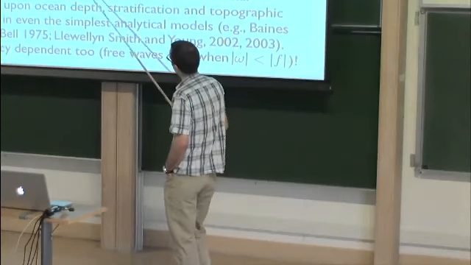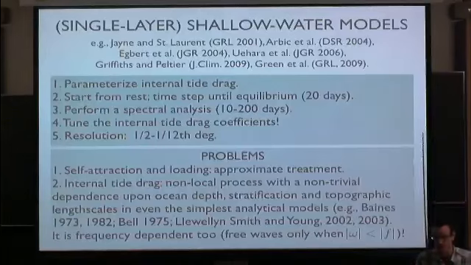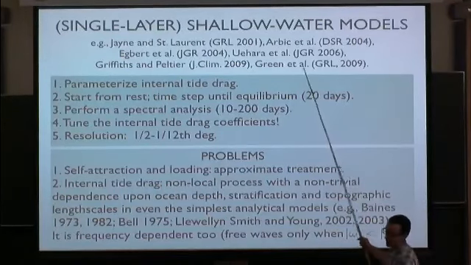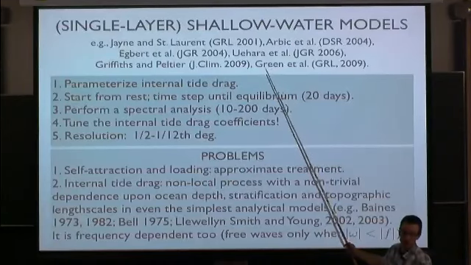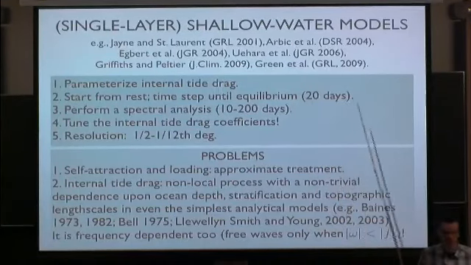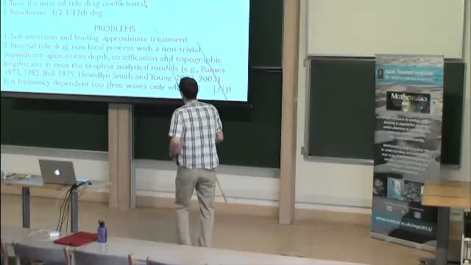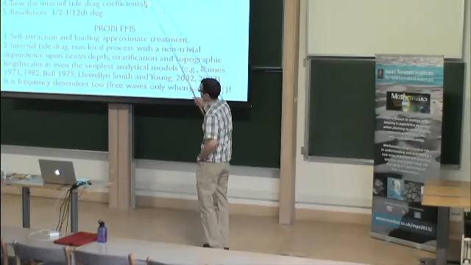Problems with this are, well, the self-attraction and loading is always done approximately because none of these models calculates a spherical harmonic transform at every time step. Okay? In fact, a lot of them don't even bother calculating spherical harmonic transforms at all. They just use various approximate versions of self-attraction and loading. So that's approximate. And of course, the internal tide drag is the big problem with these sorts of things.